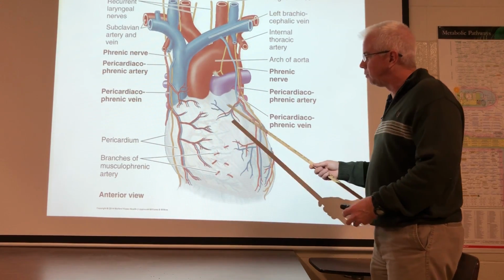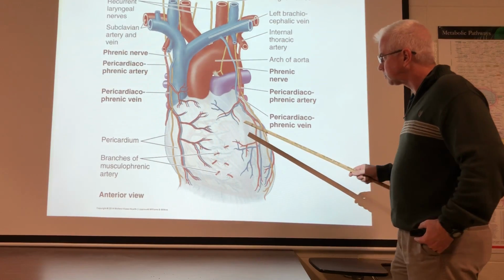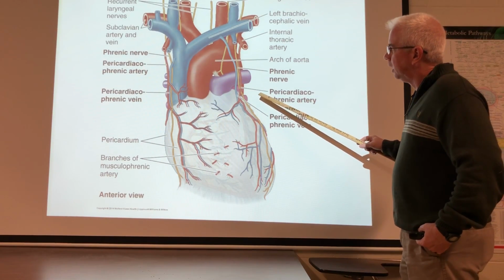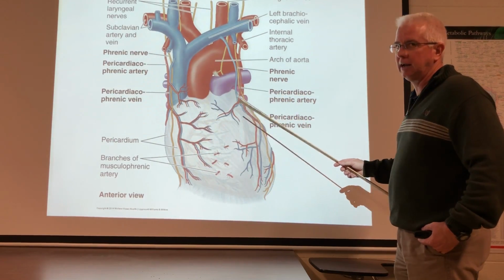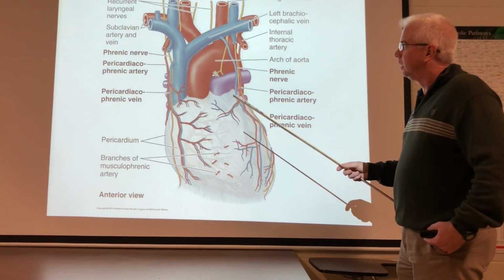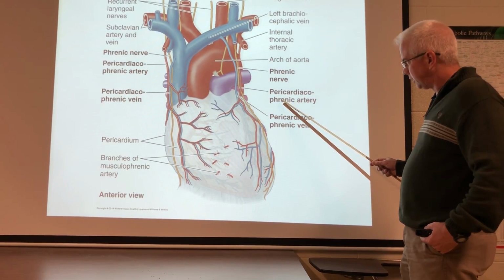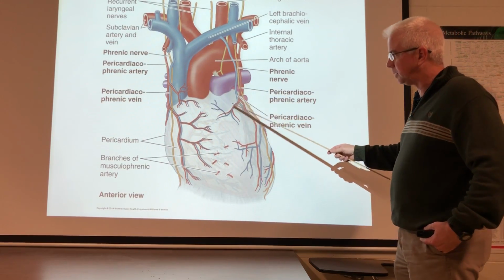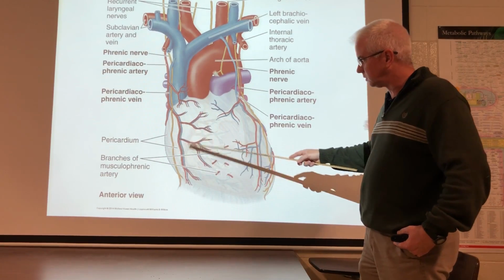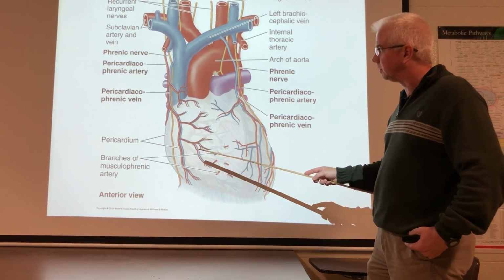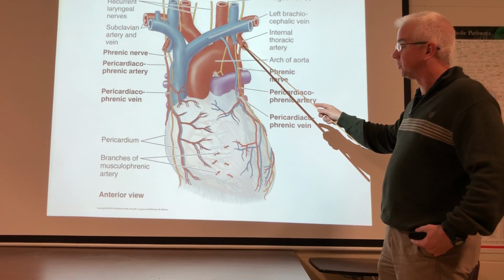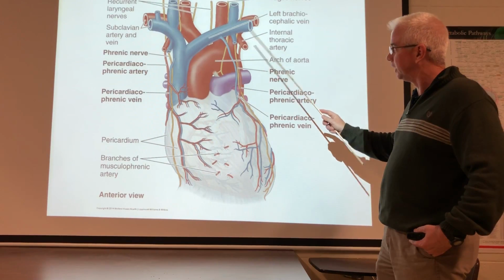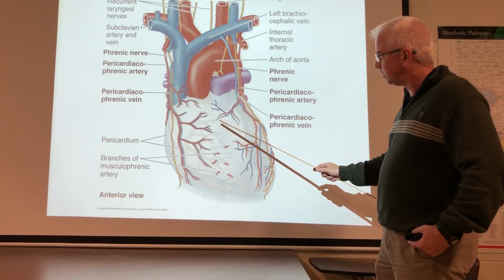Now, here's why I point this out. You can see here that there are other named vessels that supply the pericardium. And I'm not going to ask you to know these, okay? So the pericardiacophrenic arteries here and the musculophrenic arteries here are responsible for supplying the pericardium itself. And you can see they are branches of the internal thoracic artery, which you did learn, okay? That I will not ask you to know.